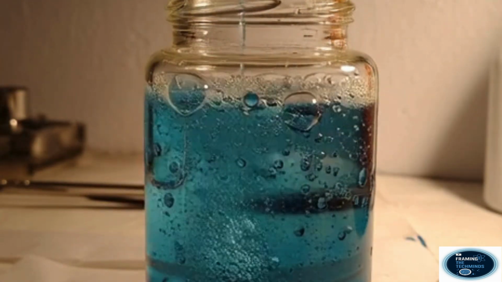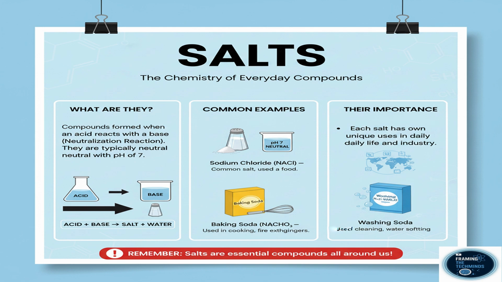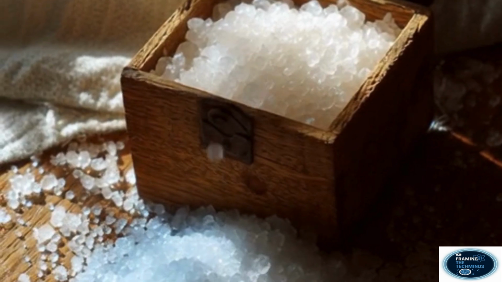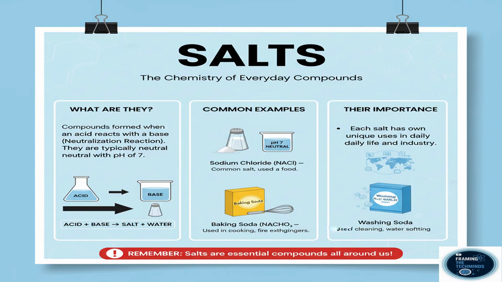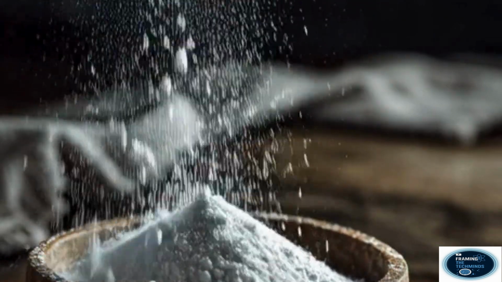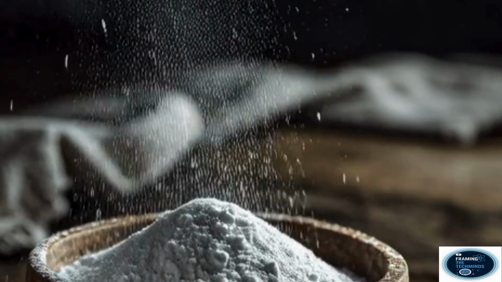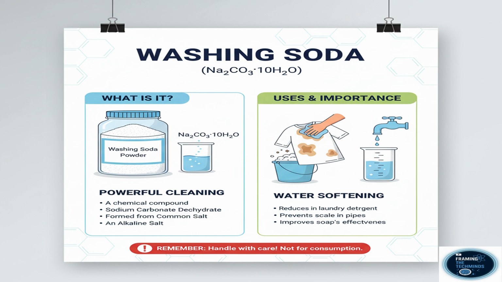Now, in part 5, let's learn about salts. Salts are compounds formed when an acid reacts with a base. They are neither acidic nor basic in nature. Common examples: sodium chloride, NaCl, common salt used in food. Baking soda, NaHCO3, used in cooking and fire extinguishers. Washing soda, Na2CO3.10H2O, used in cleaning and water softening. Each salt has its own uses in daily life and industry.